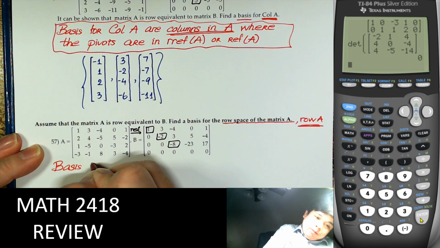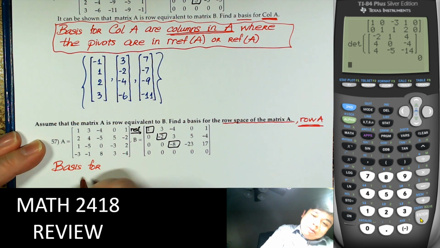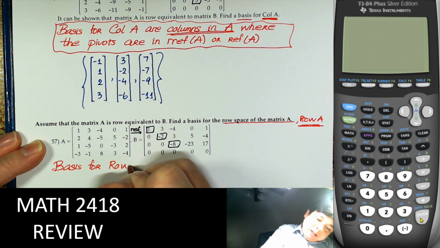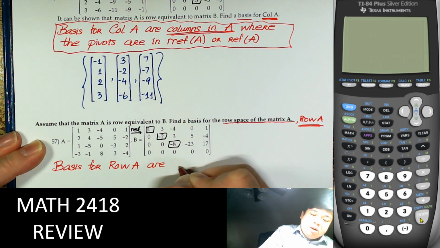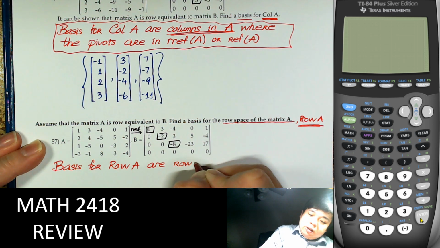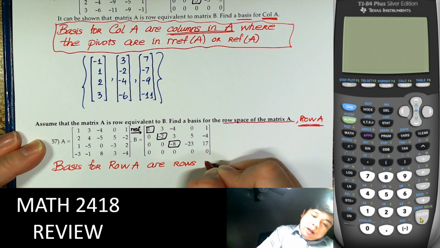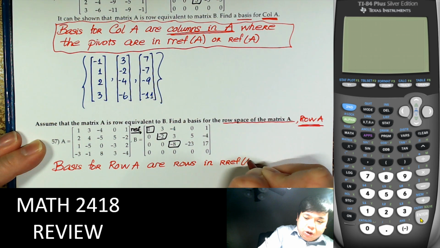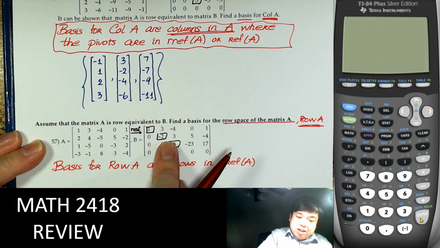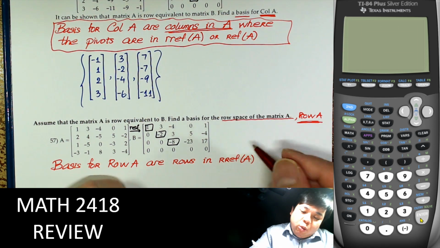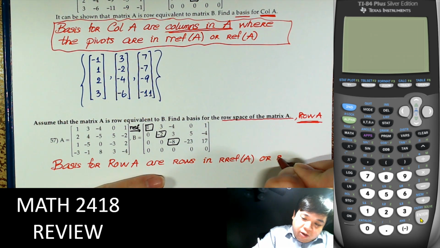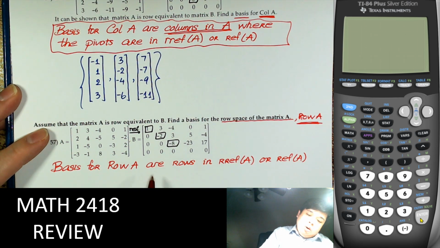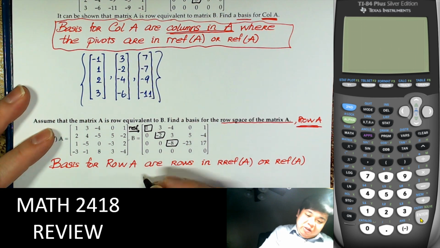So basis for the row space of A, I'll just say capital I. Row space of A. Of course, if it is a row space, it will be rows in. Now the difference here is we're going to look for the reduced row echelon form of A. So we look at this matrix and not this matrix. The matrix when we have done the reduced row echelon form or echelon form. The rows, I would just say the pivot row will be good enough.